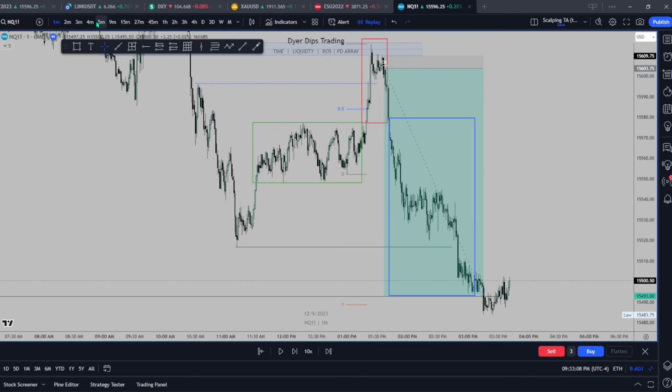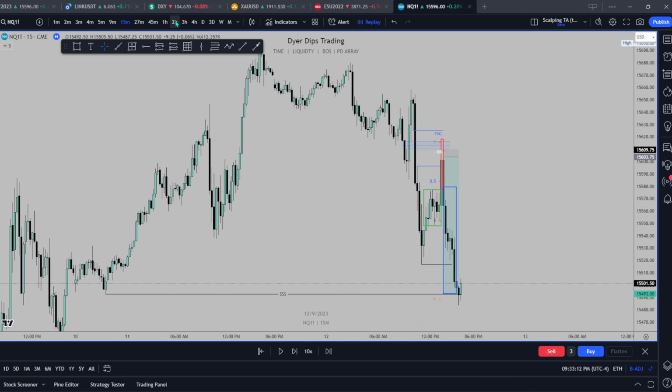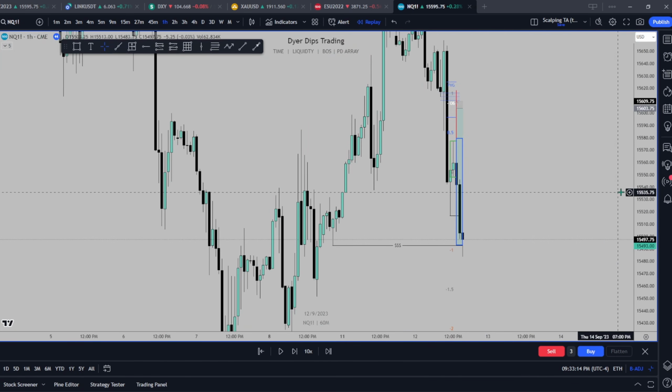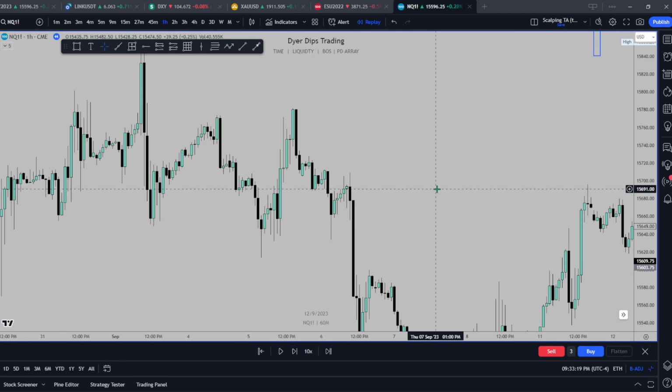Now, this doesn't just work on the 5, the 15, the 1 minute. This is everywhere, guys. This is not just here. You can look at this on the daily, on the weekly, on the monthly time frame to start building bias and better trade opportunities for you.